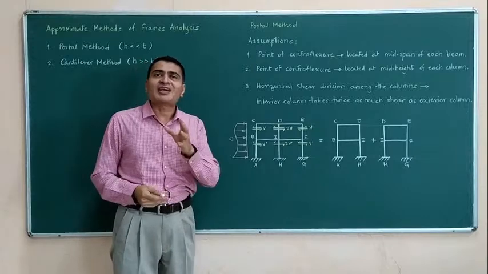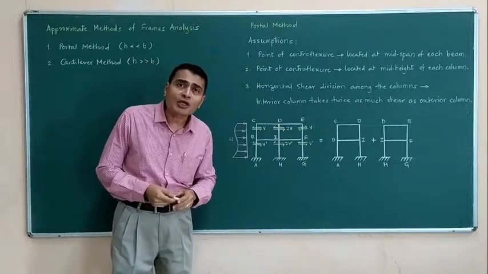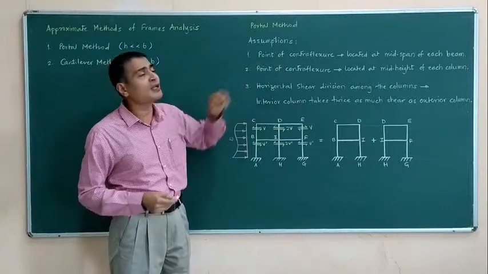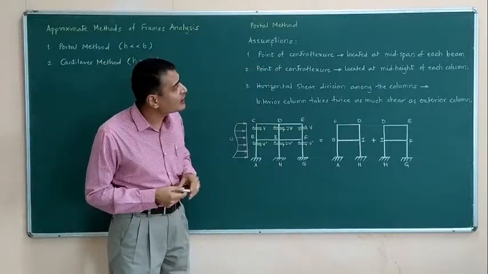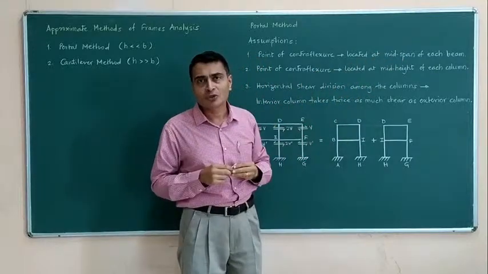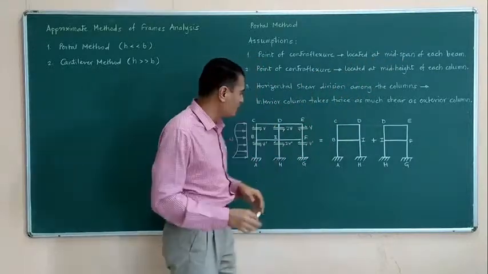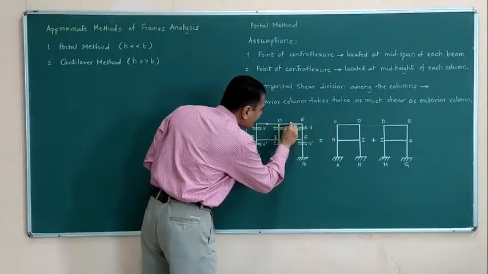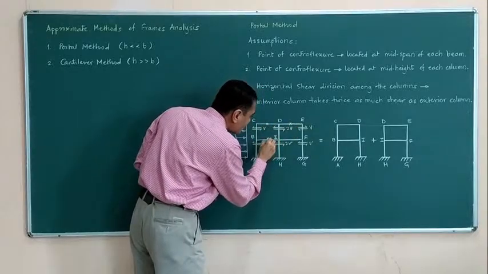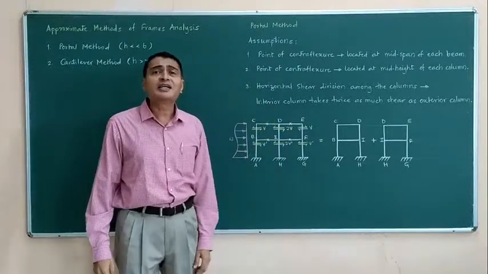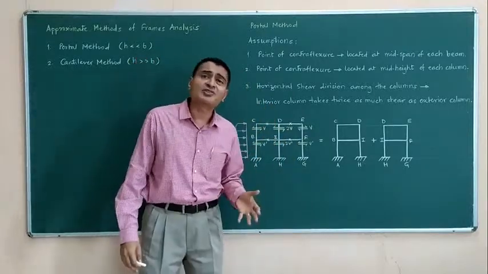So there are certain assumptions made in the portal method. Number one is point of contraflexure is located at midspan of each beam. So it is assumed that the point of inflection will be located at the midspan of each beam like this. In reality, it may not lie at the midspan.